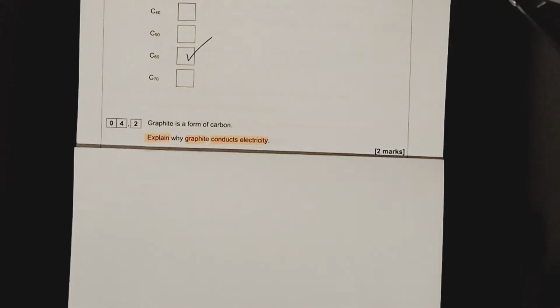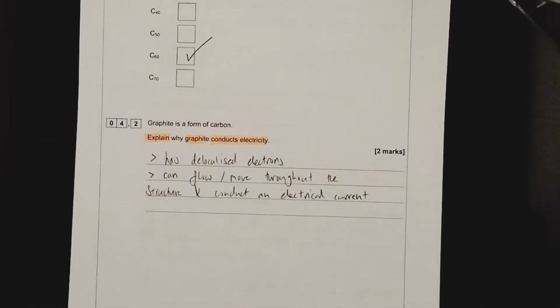We're then told that graphite is another allotrope or structural form of carbon, and we're asked to explain why graphite can conduct electricity. Well, graphite is a giant covalent structure, which is quite unusual because it possesses delocalized electrons. And it's those delocalized electrons that can flow throughout the graphite structure and conduct an electrical current. So graphite is an unusual non-metal because it's a good conductor, because it has delocalized electrons that can flow throughout the structure and conduct an electrical current.